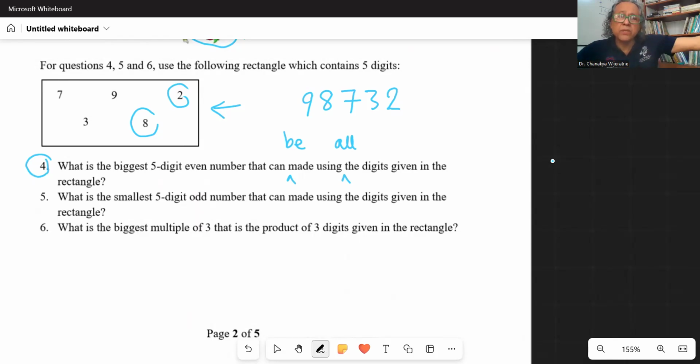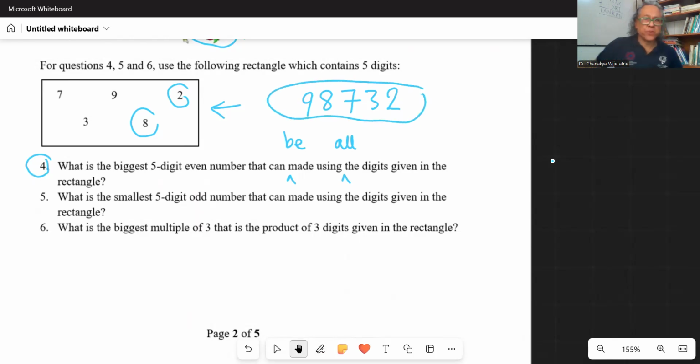So then 8 comes to the left. I mean, if we chose 8 as the unit digit, then 2 would actually be one of the thousands, hundreds, tens, actually 10,000s, thousands, hundreds, tens, right? One of those digits. So this is the biggest one, the biggest even number, right? All right.